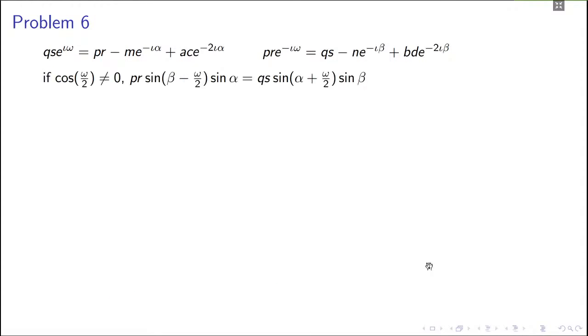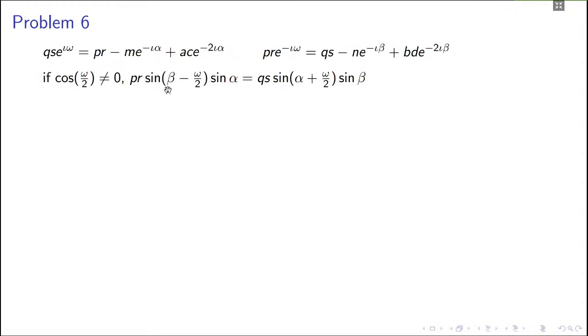So this is what we have. We had these two equations, and we deduce that if cos omega by 2 is not equal to 0, then this relation holds. And what exactly do we get if we work a little bit more on this? This time I take these two equations again, and I multiply with e to the power 2i alpha on this one, e to the power 2i beta on this one.